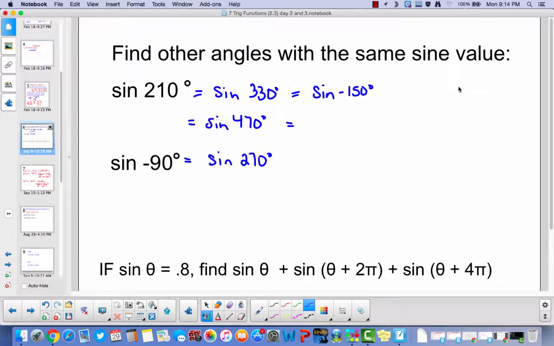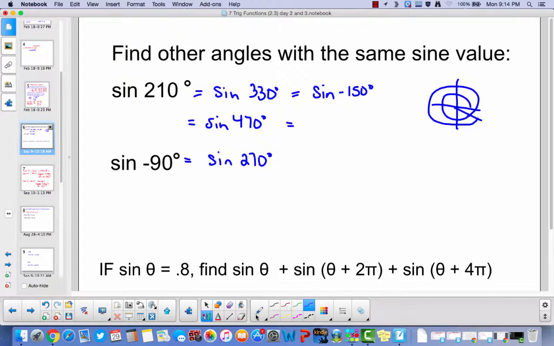$330 is in the fourth quadrant, about there. There's 330, but I could go around one more time and stop on it, and it's still going to give me the same value. So sine of 330 is the same thing as sine of 330 plus 360.